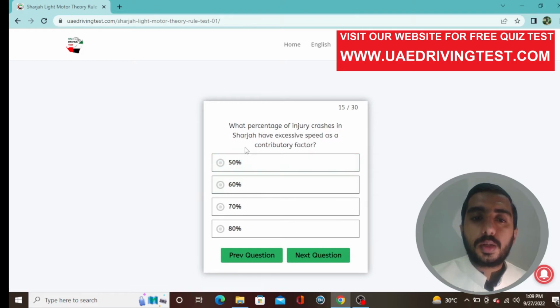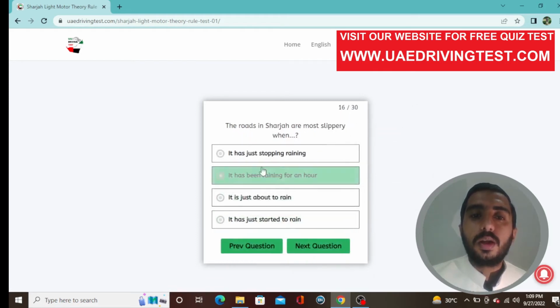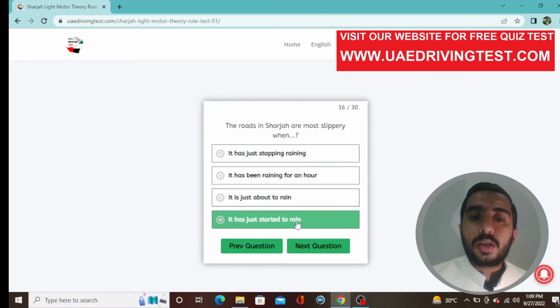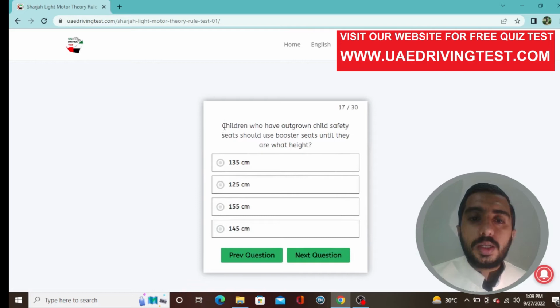Next question. Question number 15 is, what percentage of injury crashes in Sharjah have excessive speed as a contributory factor? It is almost 80%. Option D is the correct one. Next question. Question number 16 is, the roads in Sharjah are most slippery when it has just started to rain. Option D is the correct one. Next, question number 17 is, children who have outgrown child safety seats should use booster seats until they are what height? Until they are 145 cm. Option B is the correct one.